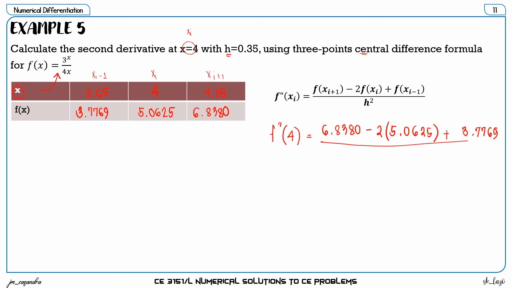We divide this by h, 0.35, squared, to get the second derivative, f double prime of x equal to 4, which will give us 3.999, or this is approximately equal to 4. So that's for our differentiation.